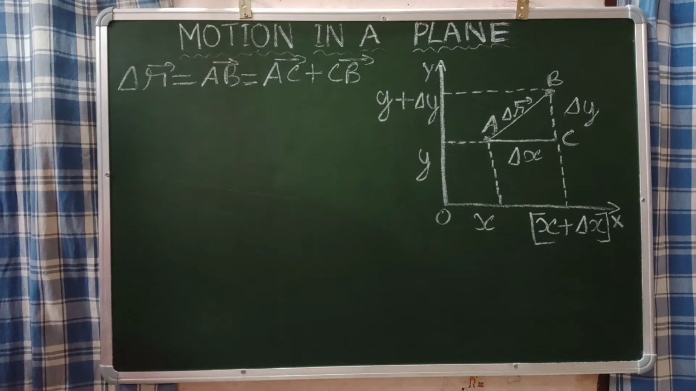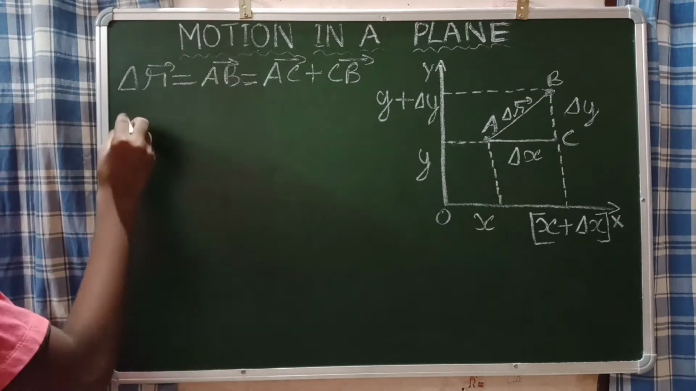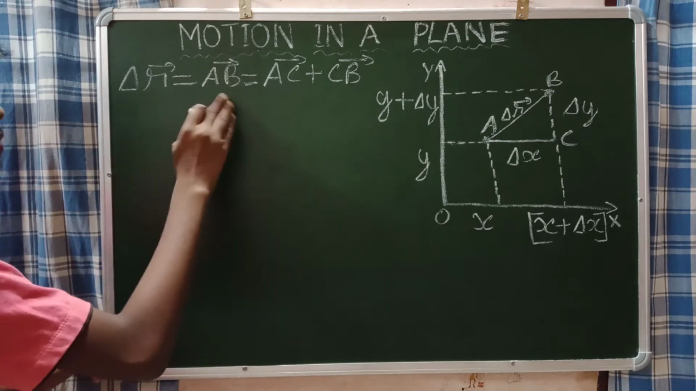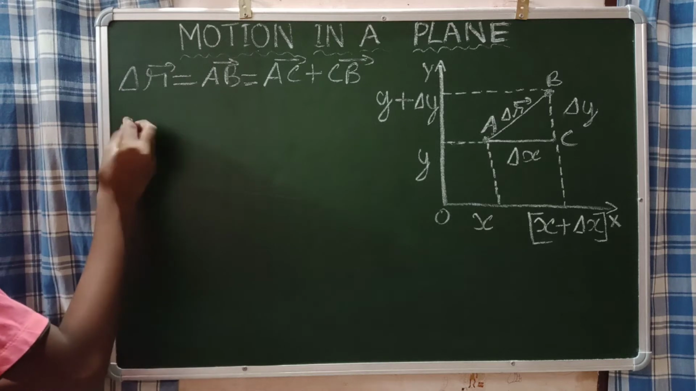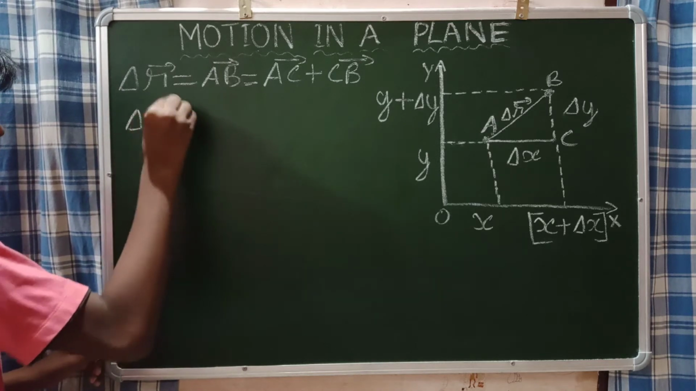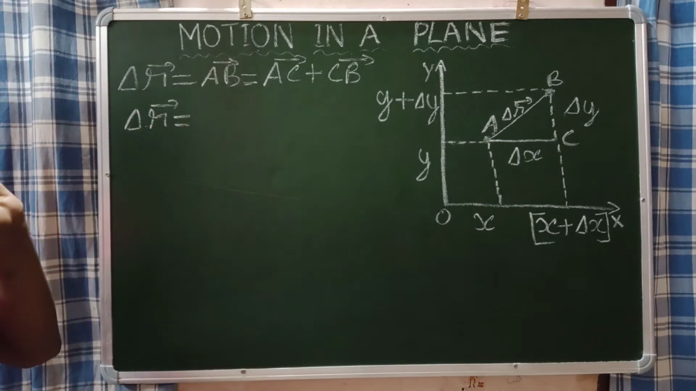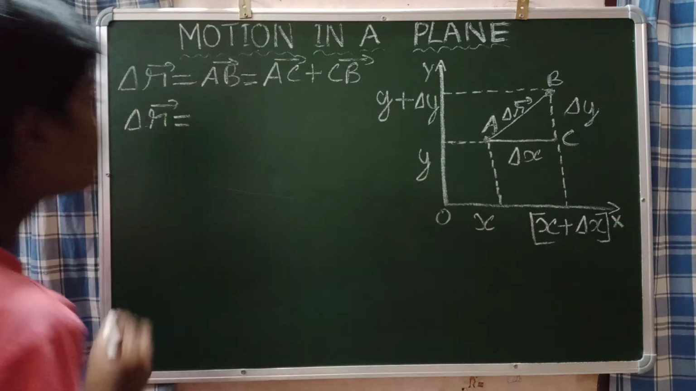Now guys, what I am going to do is, I am not going to consider this AB vector now, because this AB vector is only the delta r vector. So I am not going to consider this AB vector now. So you can say that this delta r vector is equal to AC vector plus CB vector. What is the value of AC vector? That is delta x.